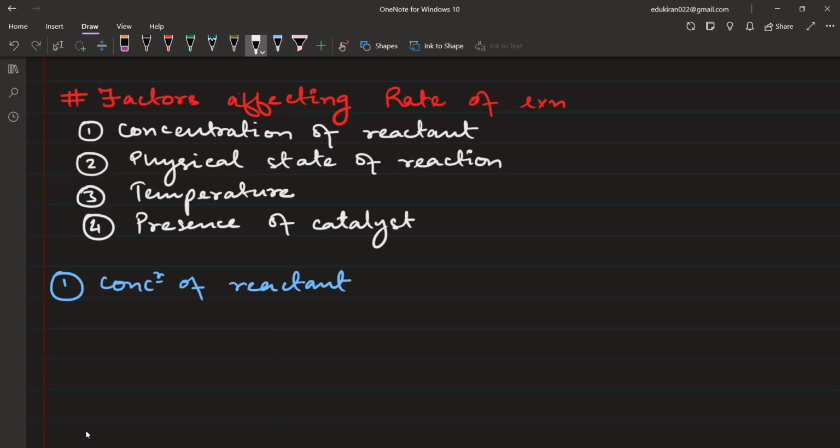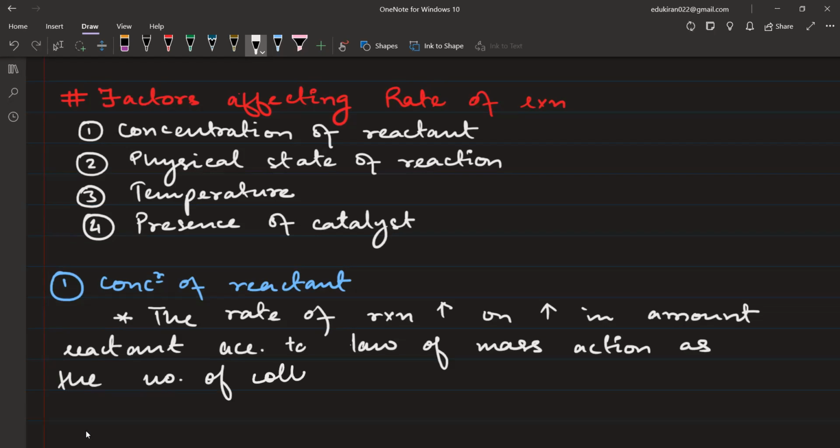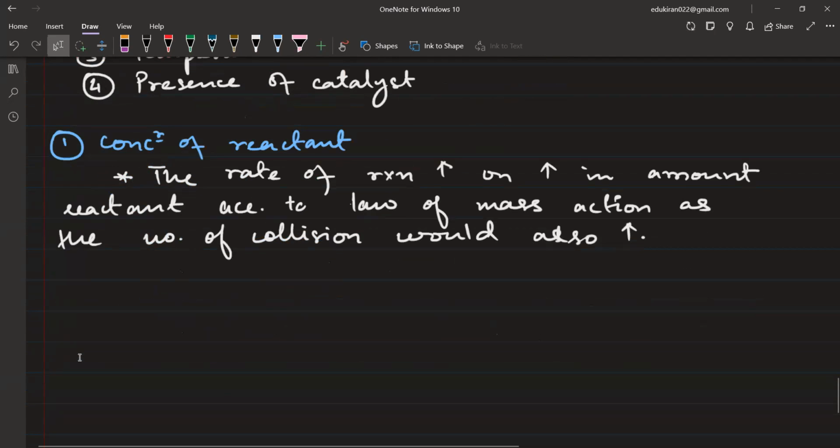So we have already seen, according to the law of mass action, the concentration of reactant increases, then the rate of reaction also increases due to increase in the number of collisions, right? So first of all, you write the rate of reaction increases on increase in amount of reactant, according to law of mass action, as the number of collisions would also increase. Okay, right, next, physical state of reaction.